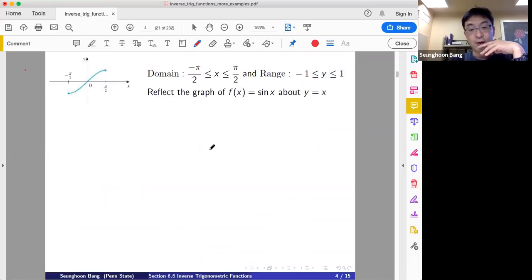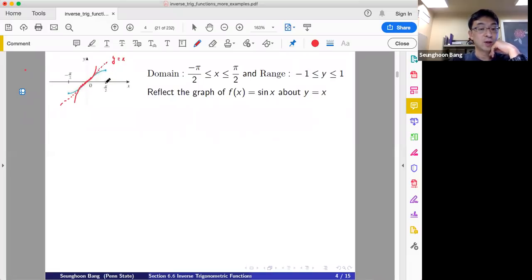Reflect the graph of f of x equals sine of x about y equals x. You can draw y equals x, this dotted line. You have to reflect this blue sine function about y equals x. What happens? The graph is like this. This is the inverse sine. This red one is the inverse function.